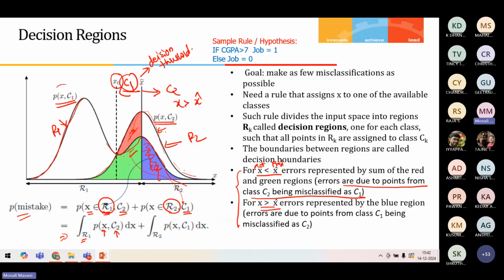So we cannot reduce all the errors. But when I say we are getting rid of this red part, the error region, that means we are reducing the error for the C2 class, because this red portion was the part of C2 which was misclassified as C1. So at least some error we are reducing. Still we have blues and greens. Can we just move the threshold anywhere else so that we can get rid of blues and greens?